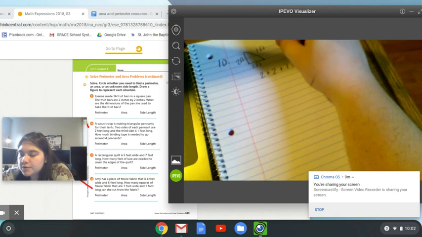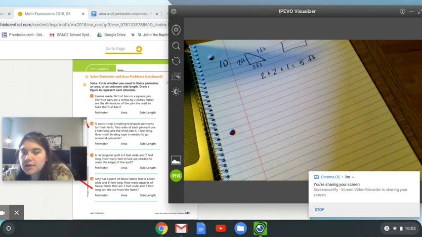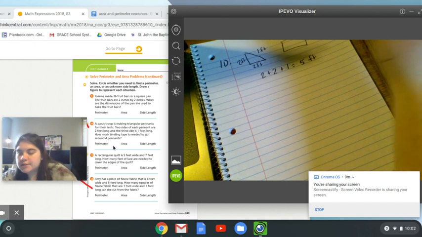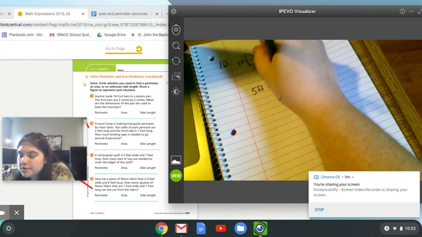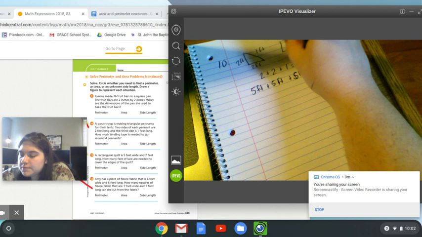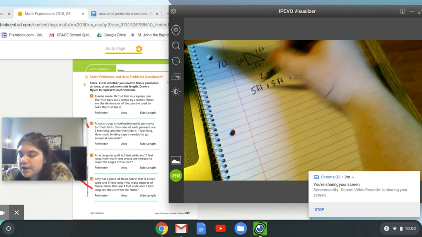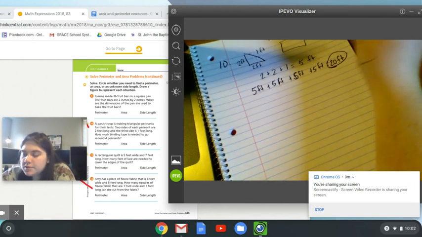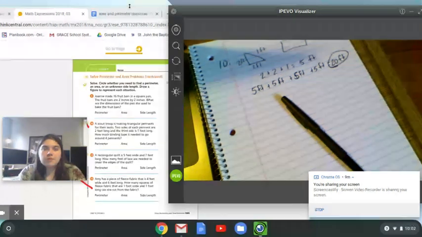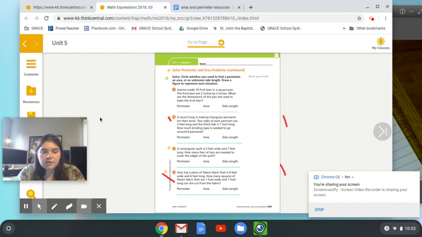2 plus 2 is 4, plus 1 more is 5 feet. But they're asking for around 4 pennants. So if I need 4, I'm going to do 5 feet plus 5 feet plus 5 feet plus 5 feet equals, let's see, 5, 10, 15, 20. 20 feet. So that's our total. We're talking about perimeter. So you would go ahead and, let's change color, mark perimeter and 20 feet.